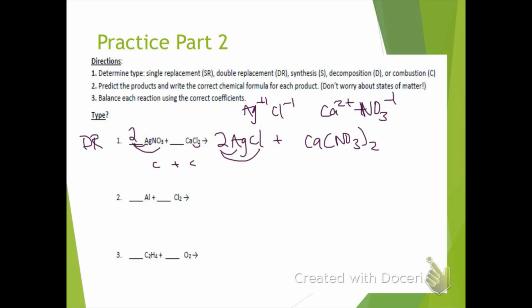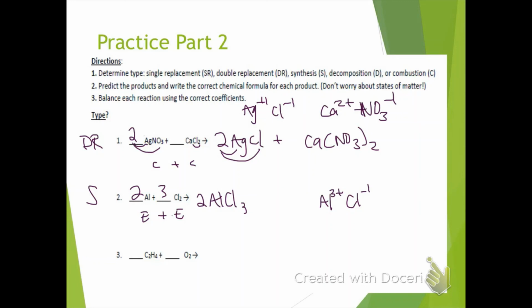Taking a look at number 2, we see element plus element. Well, element plus element is always going to be synthesis. We have a metal plus a non-metal, so we're making a new ionic compound. Again, for those new compounds, we have to balance our charge. Al3+ plus Cl-1, so we get AlCl3. And then we go and balance it after to make sure we're following the law of conservation of mass.